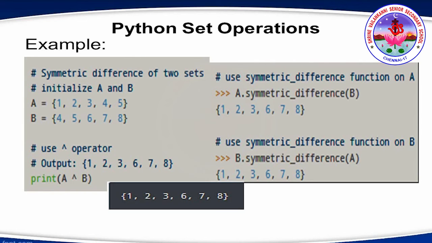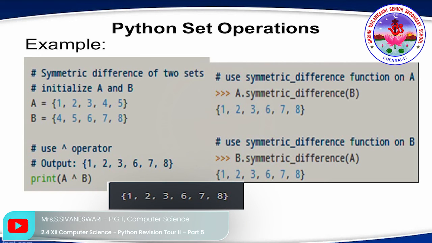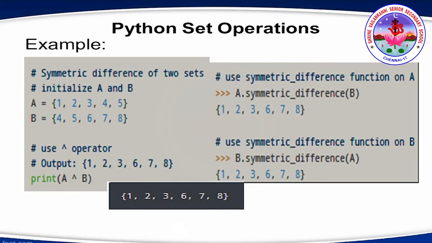Now A dot symmetric underscore difference, the inbuilt function, of B gives 1, 2, 3, 6, 7, 8. Similarly, B dot symmetric difference of A also provides the same output. Only the inbuilt function difference provides different output for A dot difference of B and B dot difference of A. Other than that, all the other functions work in the same manner. They are commutative. Just go through the code once.